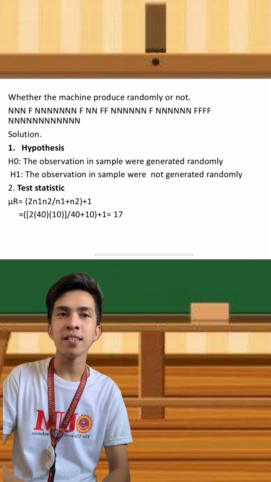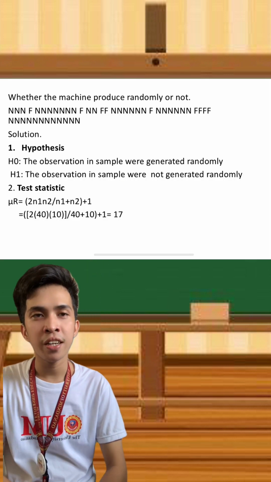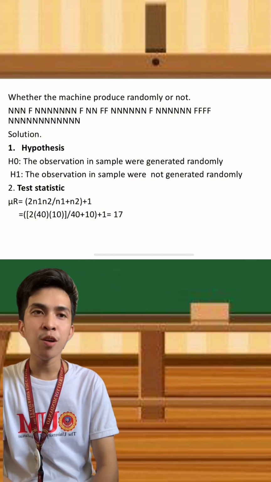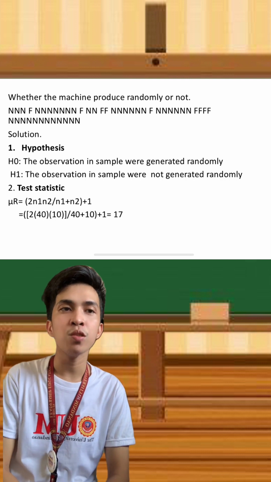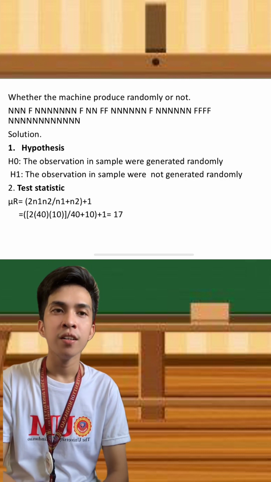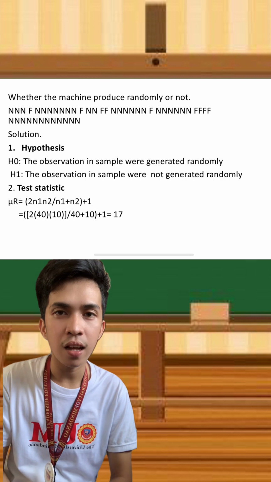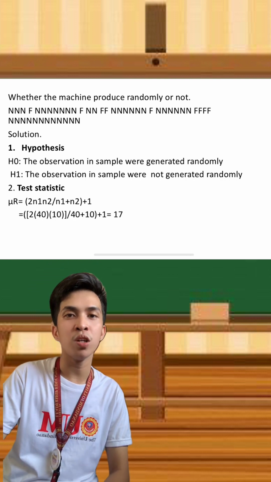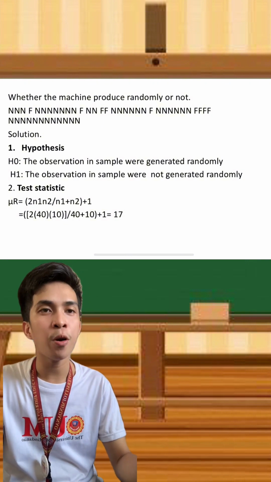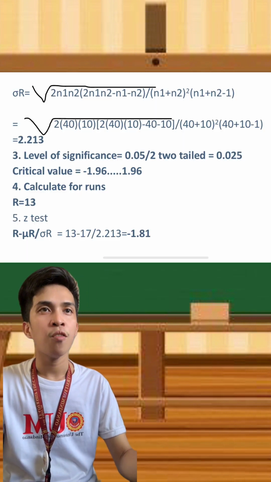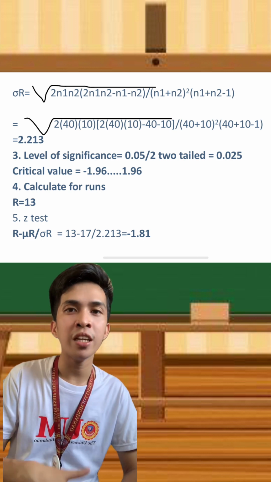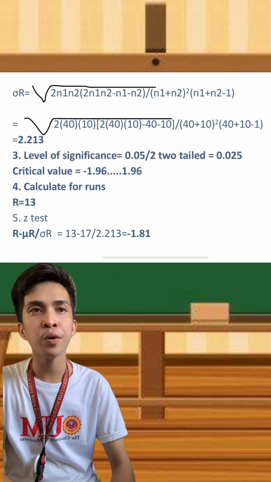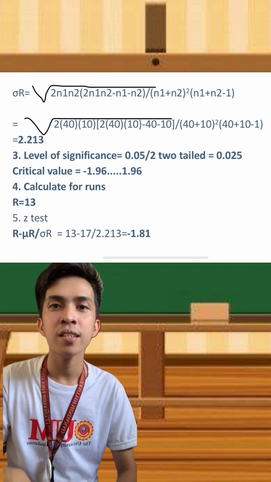Second step, test statistic. So now we have here the mu of R is equal to 2N1 N2 over N1 plus N2, plus 1. So to substitute the data, we have 2 times 40 times 10 over 40 plus 10, plus 1, which is equal to 17. So our mean is 17. For our standard deviation, we need to substitute the data, with a total of 2.213 for our standard deviation.